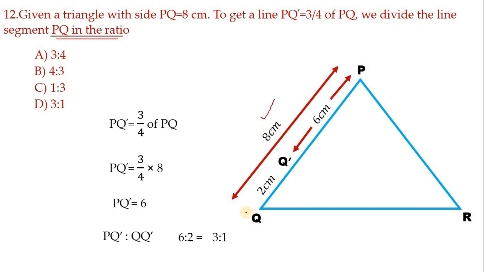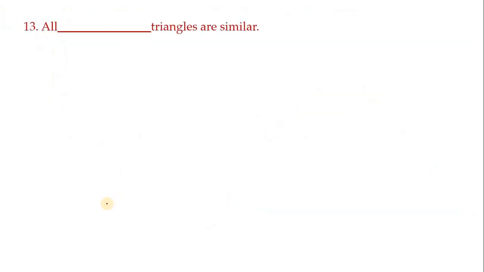So PQ line can be divided as PQ dash and QQ dash. PQ dash is 6 centimeter and QQ dash is 2 centimeter. Hence we get 3 is to 1. Option D is right. Move on to the next one.